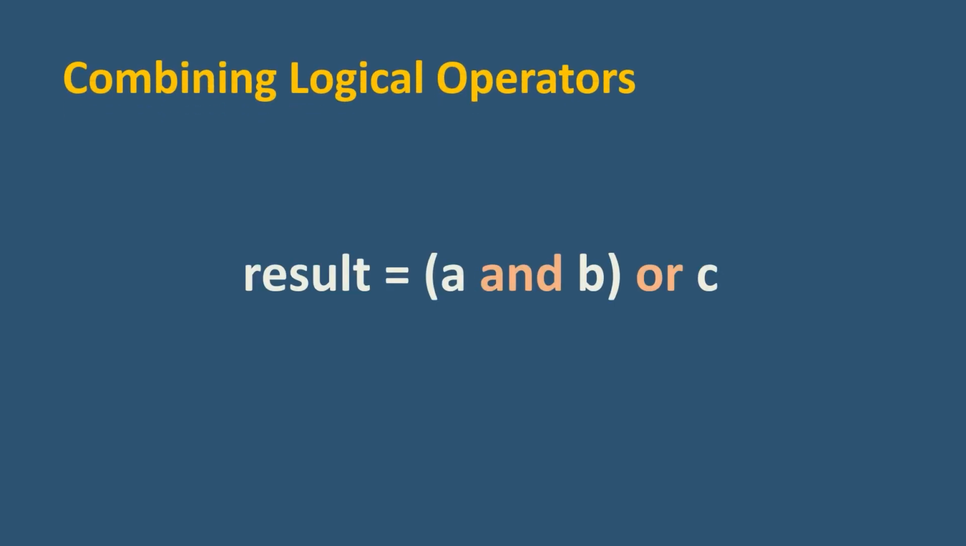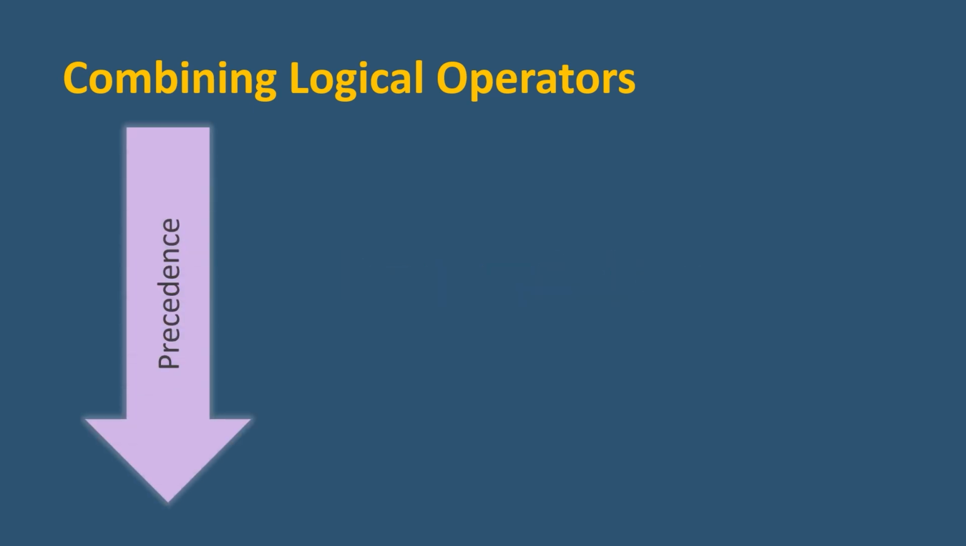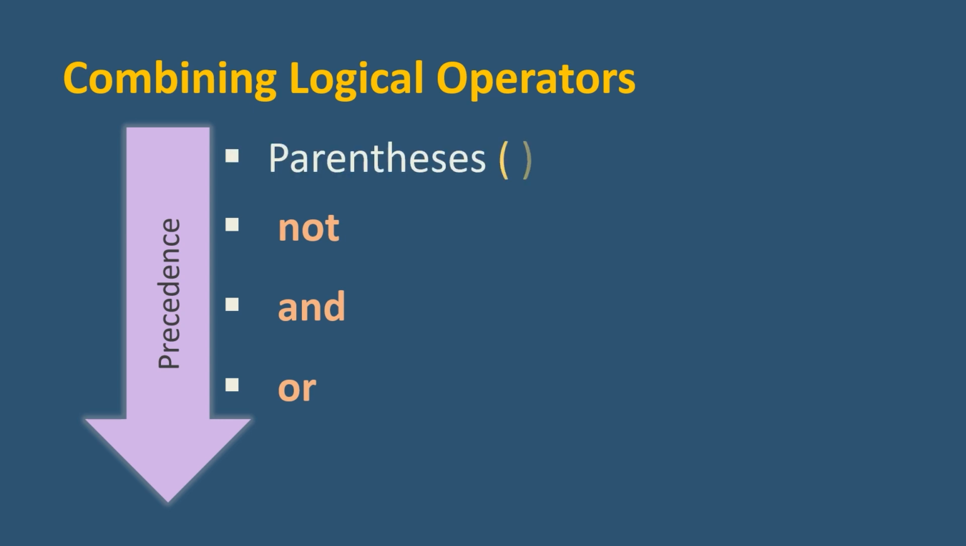We can combine logical operators to form more complex Boolean expressions. Python follows precedence rules when evaluating expressions, with not having the highest precedence, followed by and, then or. However, we can use parentheses to override precedence and explicitly specify the order of operations.